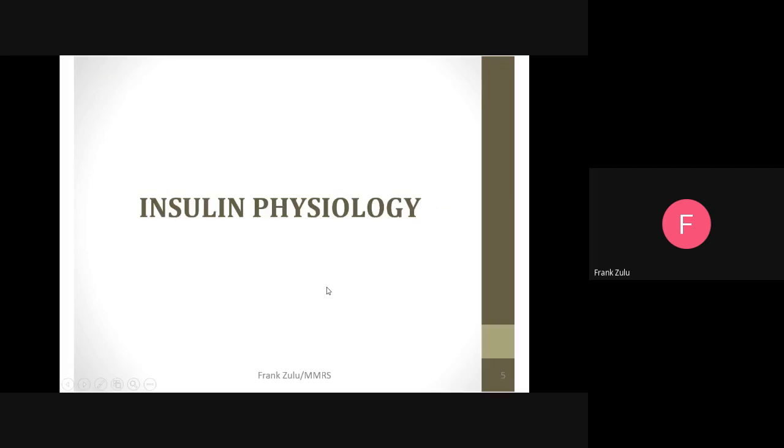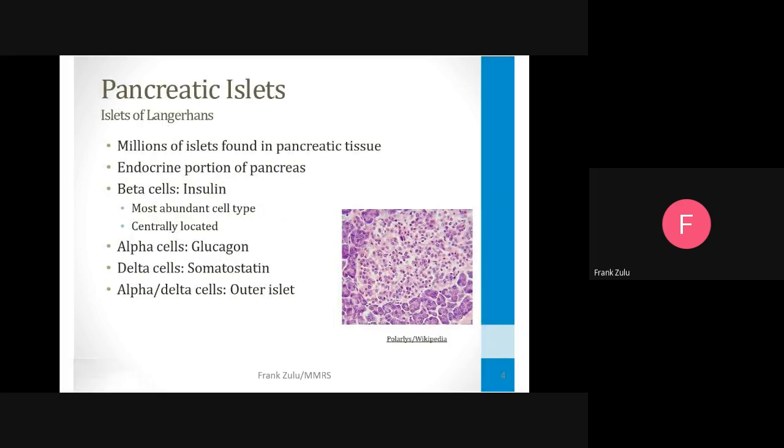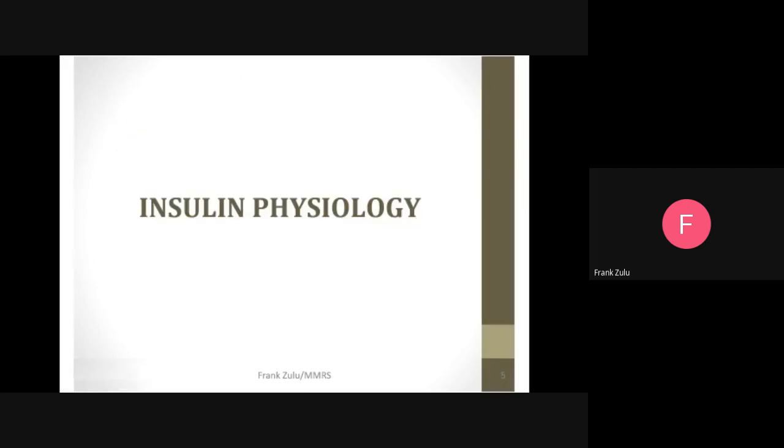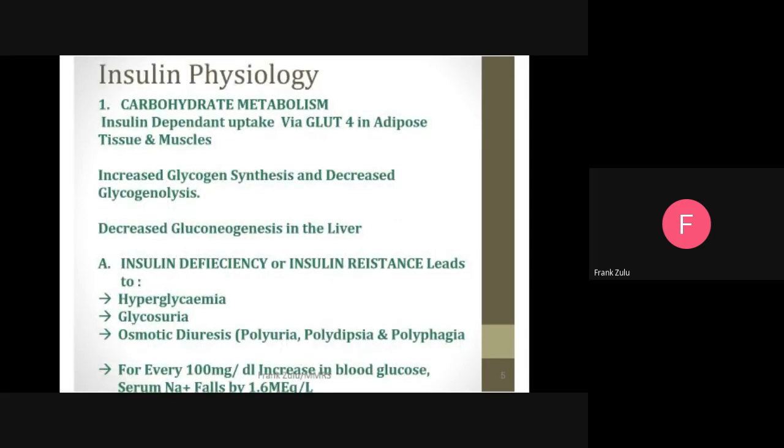Okay. All right. That was just a quick intro. I hope we're all on the same page. Now let's dive into insulin physiology. What do I mean by insulin physiology? The whole topic is physiology, but what do I mean when I say insulin physiology? I mean insulin functions. Now this would be easy because it's something you already covered in your biochemistry. So it's about just knowing the functions of insulin.